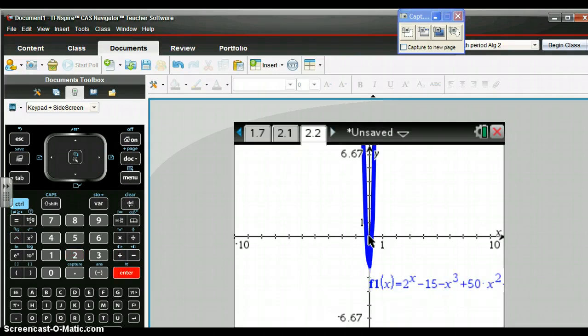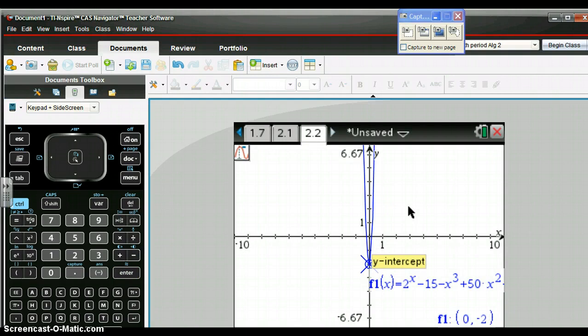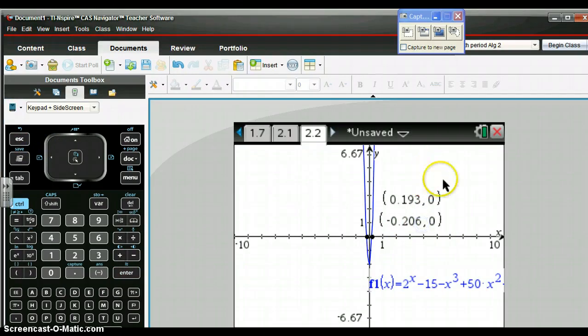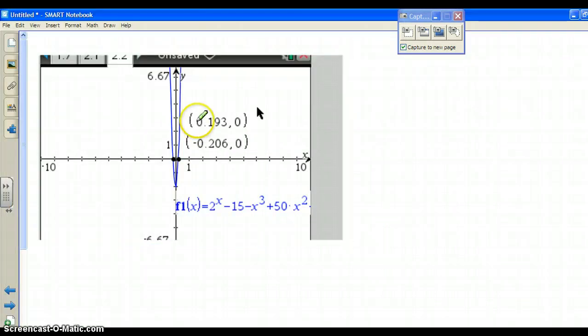And so when you look at this and you do the trace, so menu 5 once, if you like tracing, this might be the method for you. And you can see there's a point, a 0 I should say. There's a 0. I press enter to lay down the actual ordered pairs there. Here are my two ordered pairs, and notice in this case my solutions are these two x values. So it's here and here again.